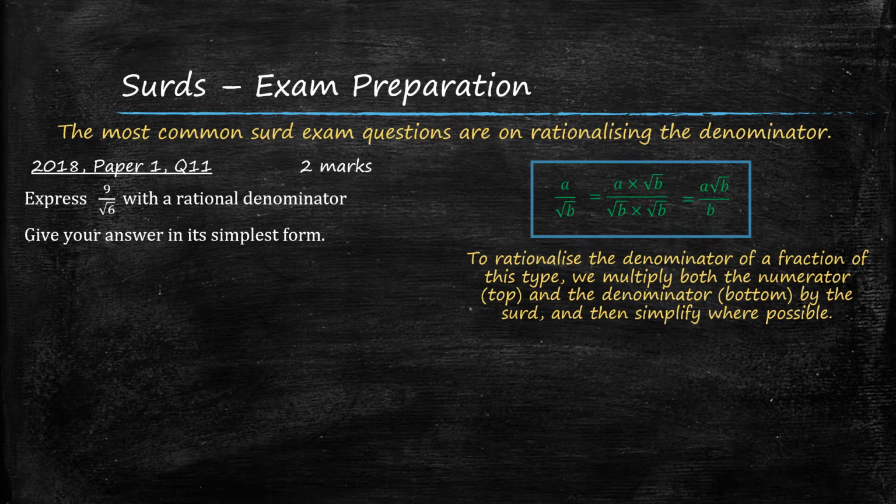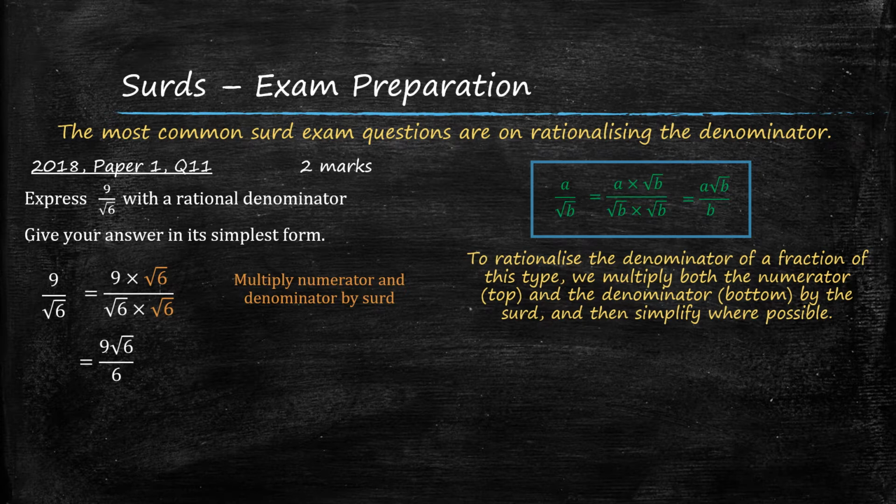So as stated, to rationalize the denominator of a fraction of this type, we multiply both the numerator, the top, and the denominator, the bottom, by the surd and then simplify where possible. So let's do that. 9 over root 6, we multiply both the top and bottom by root 6. So this is 9 times root 6 over root 6 times root 6. This gives us 9 root 6 over 6 because root 6 times root 6 is just 6. We can then simplify further. We find a common factor. We can divide top and bottom by 3. So this gives us 3 root 6 over 2, which is our answer.